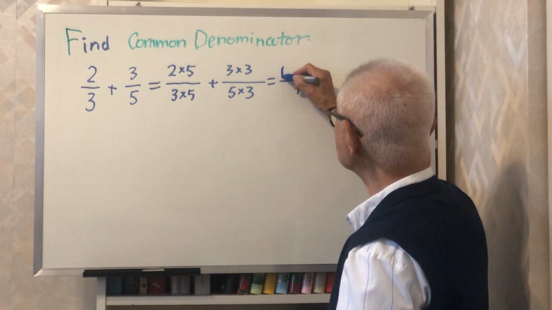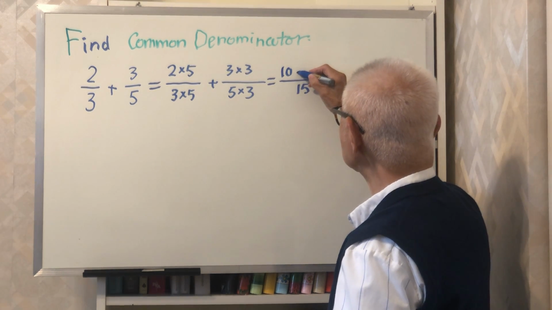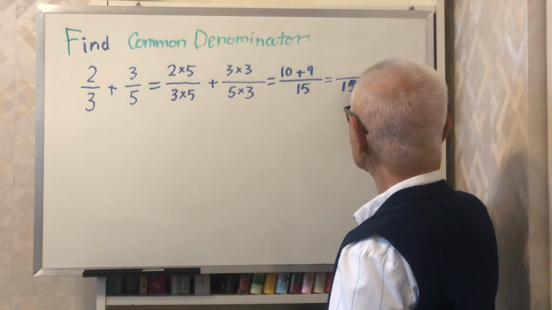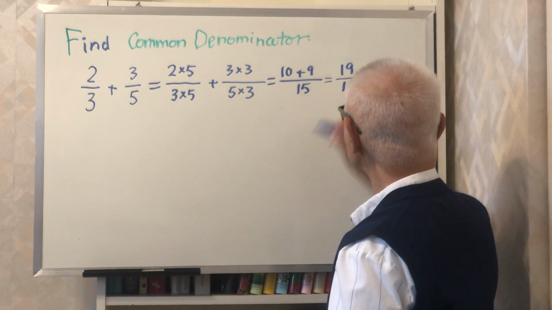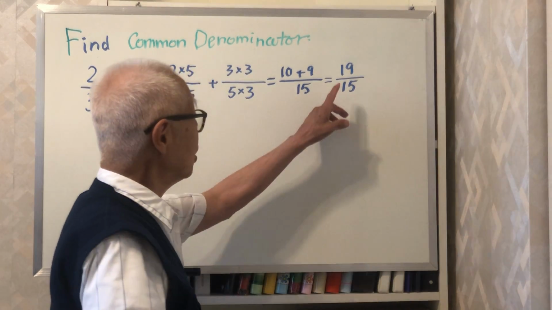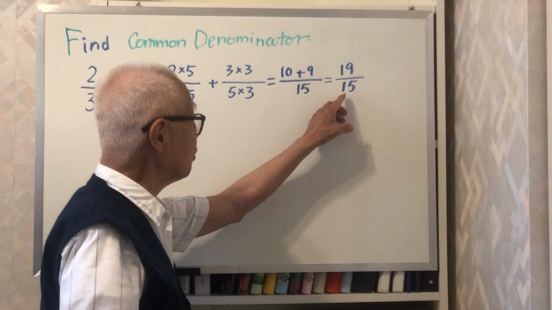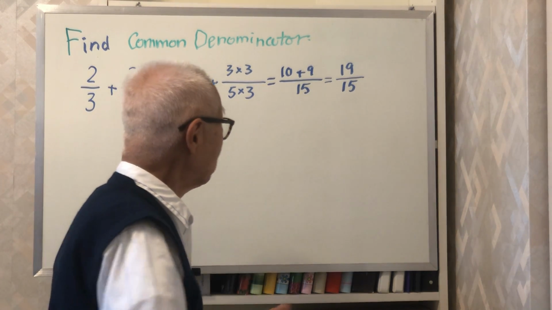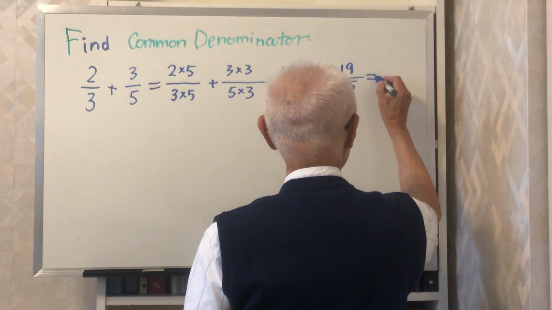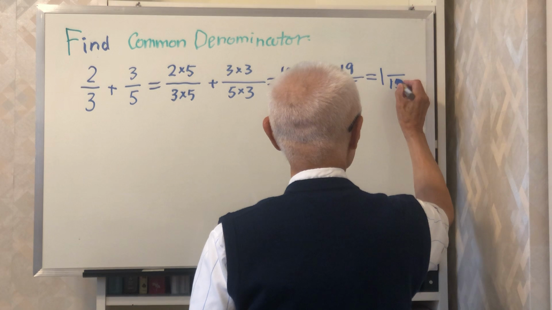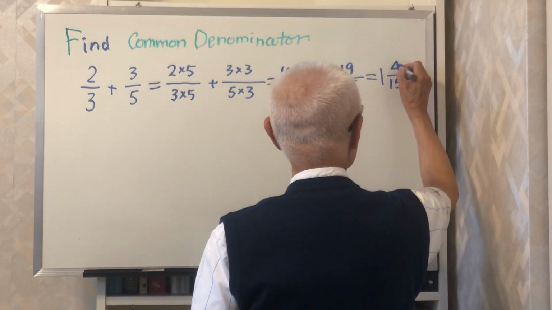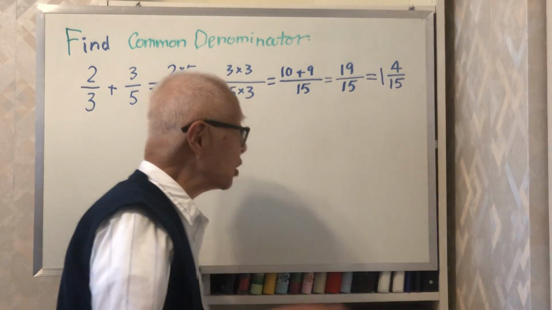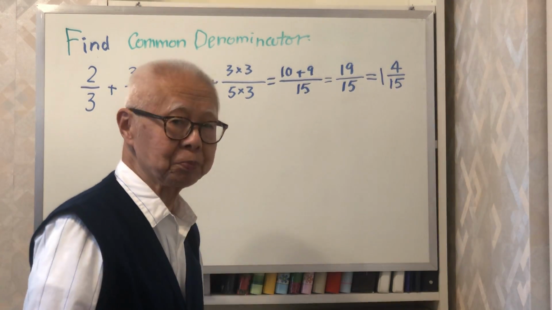2 times 5 is 10. 3 times 3 is 9. So my answer is 19 over 15. This can be written as a mixed number. So I can write 1, and this is my final answer, 1 and 4 over 15.